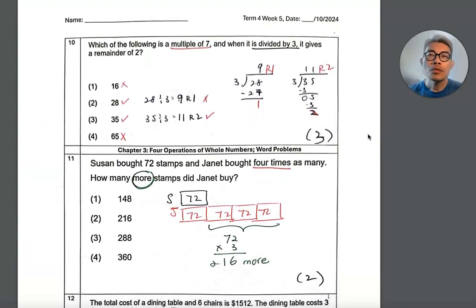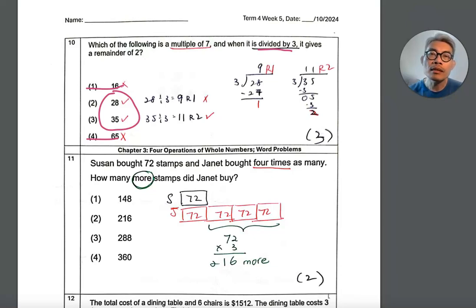Next one, question 10. Which of the following is a multiple of 7 and when it's divided by 3 gives a remainder of 2? So let's do a process of elimination first. Multiple of 7 means I need numbers that are in the 7 times table. 16 is not in the 7 times table, so cross it out. 65 is not in the 7 times table. I cross it out. I know because I'm familiar with my 7 times table. Then, of the numbers left, which are 28 and 35, which when divided by 3 will give a remainder of 2? So I just do my working.